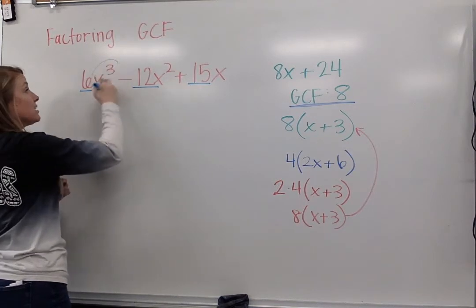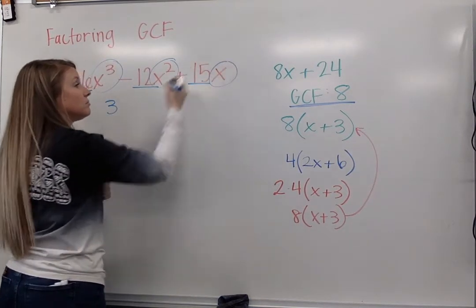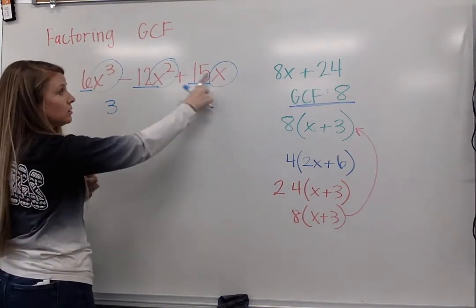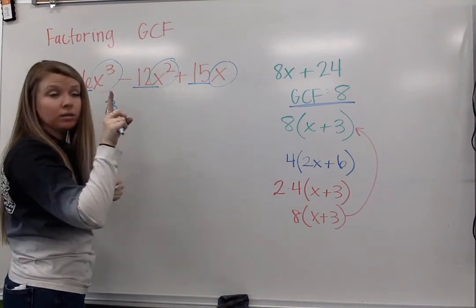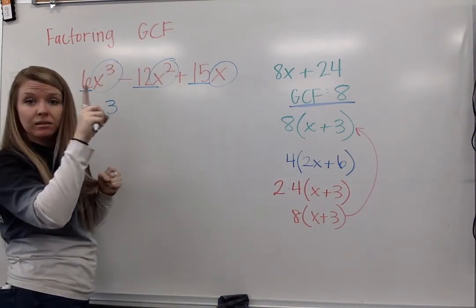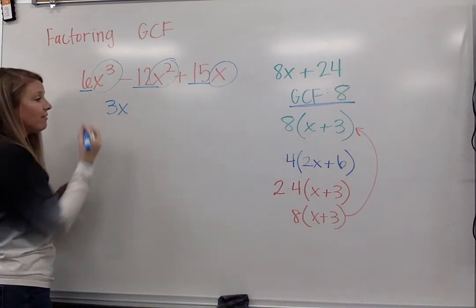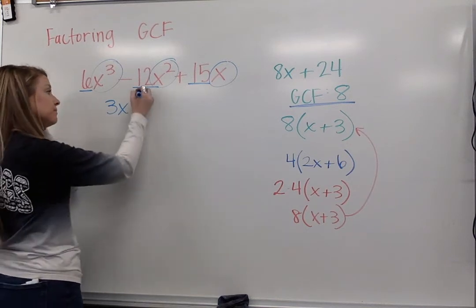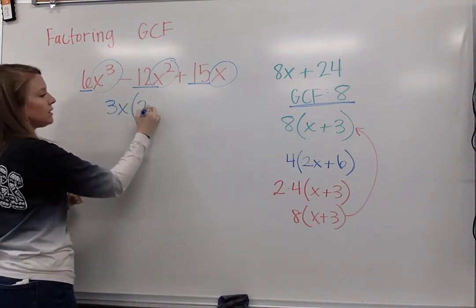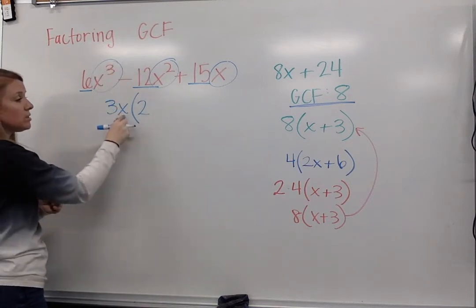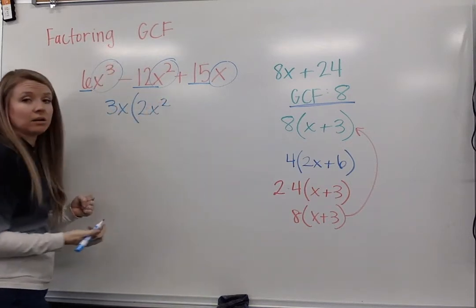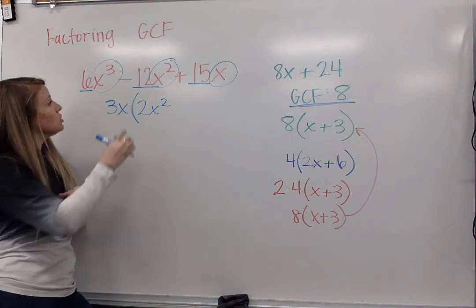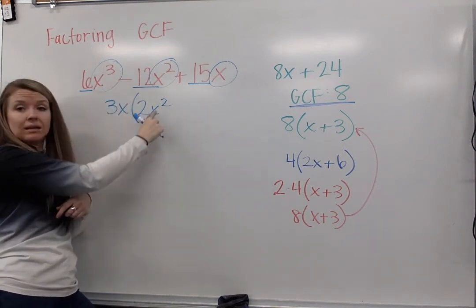Now I have to look at the x's. What do they have in common? They all have 1x. 1, 2, to get to 2, you have to pass 1. X cubed, to get to 3, you have to pass 1. So they all have an x in common. So we're going to factor out 3x. 6 divided by 3 is 2. X cubed divided by x is x squared. When we divide, instead of adding the exponents, we're going to subtract. So 3 take away 1, x squared.